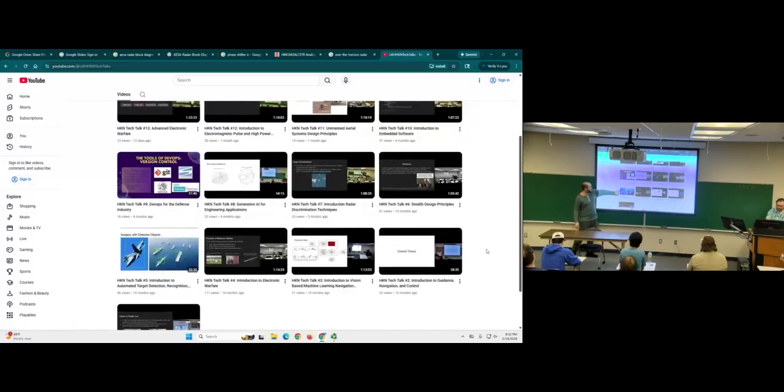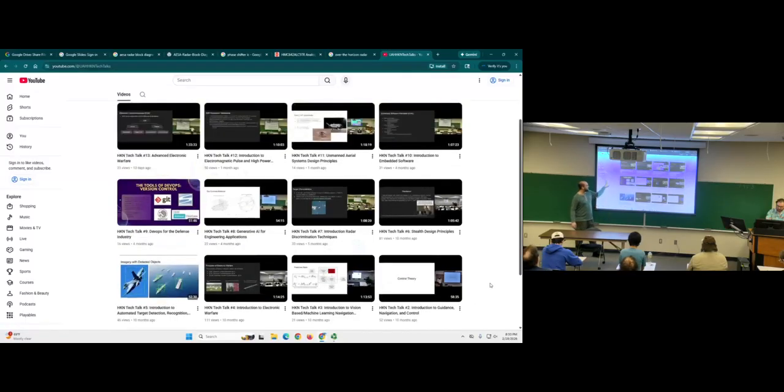We've got Sean's nav thing. Or not nav, that's a different one. Sean's nav one is over there. But Sean's introduction to automated target recognition and detection, that would be something if you were to make some type of seeker, you would want this type of information. We just have broad software stuff. This is a whole talk on radar discrimination techniques.